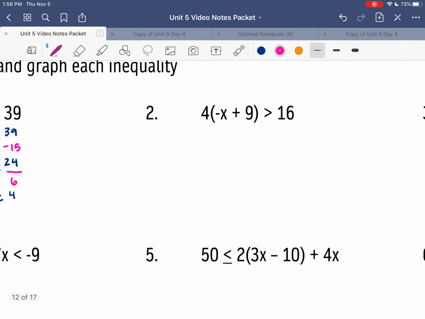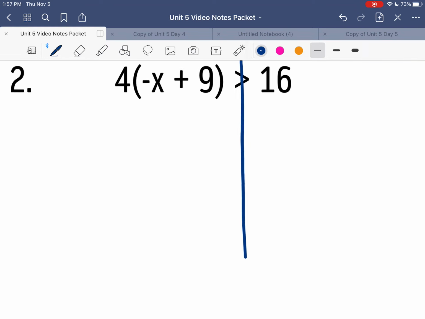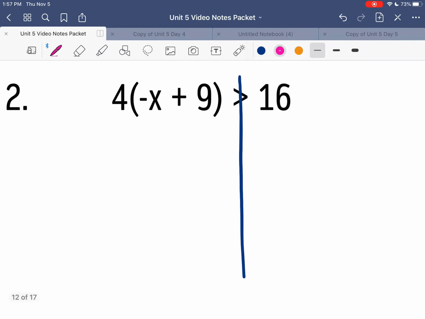Right. So this problem is mostly similar to the last one if you're wanting to try it. There is one little catch, so I would probably stay with me on this one. We've got 4 parentheses negative x plus 9 is greater than 16. So same as the last problem. I like to get rid of parentheses, so I'm going to distribute. 4 times negative x would be negative 4x. And 4 times 9 would be 36 is greater than 16.